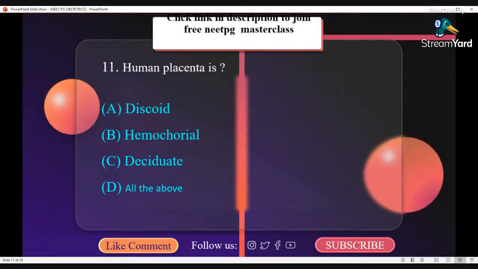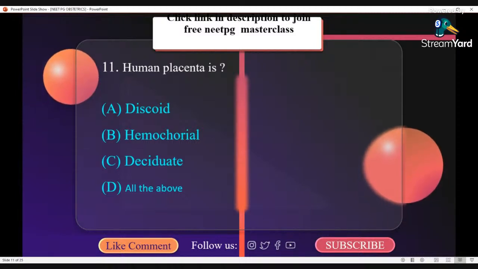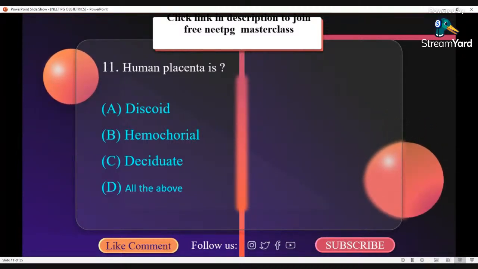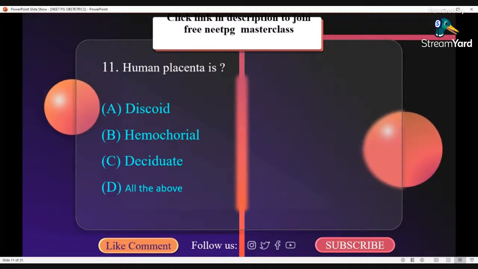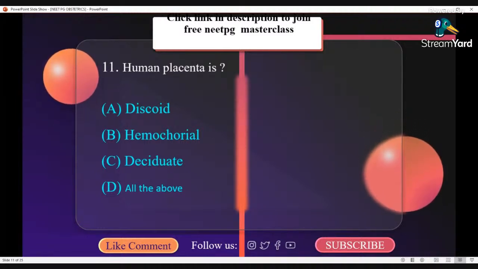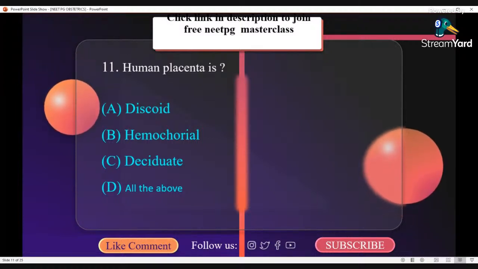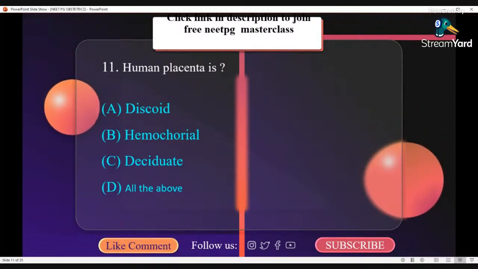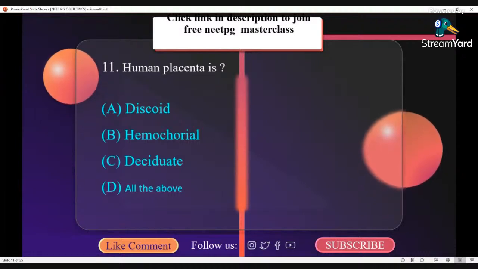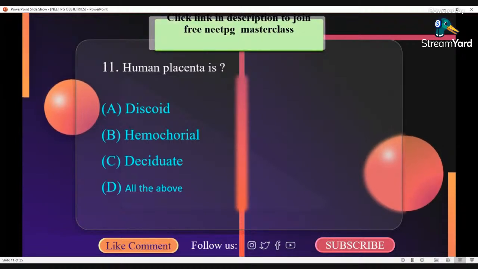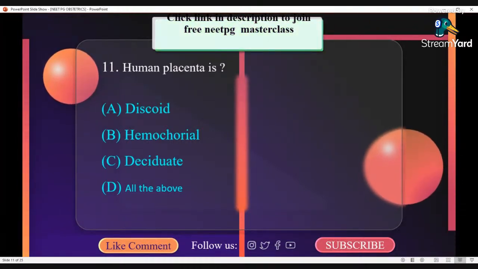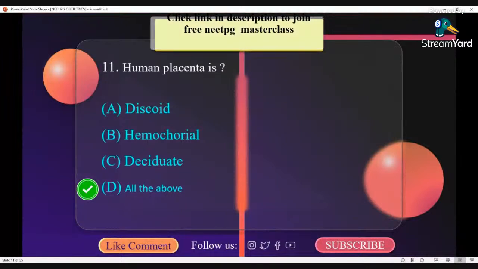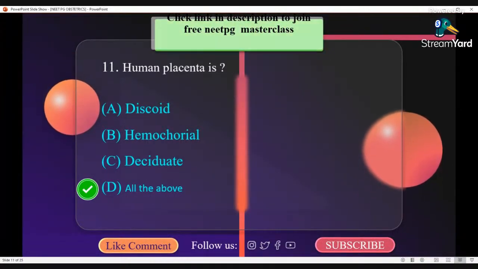Human placenta. Now, let us see what human placenta is. Human placenta is disc shaped, so it is discoid. Hemochorial, it is in contact with blood, so hemochorial. Deciduate, it separates, so deciduate also. The last option is D, all the above. So human placenta is discoid, hemochorial, deciduate, all of the above.